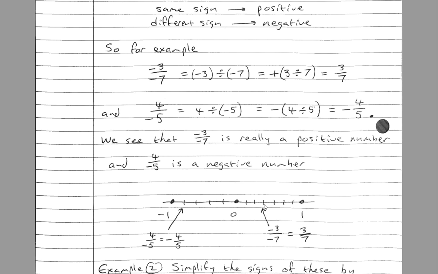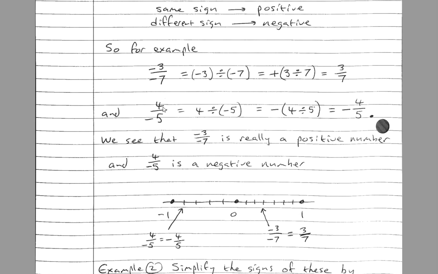So on the number line, it's positive. It's to the right of 0. So here's 3/7. This time I'm dividing into sevenths. Yeah, this is 1 here.